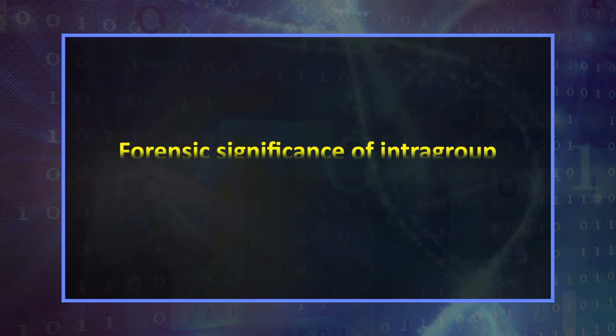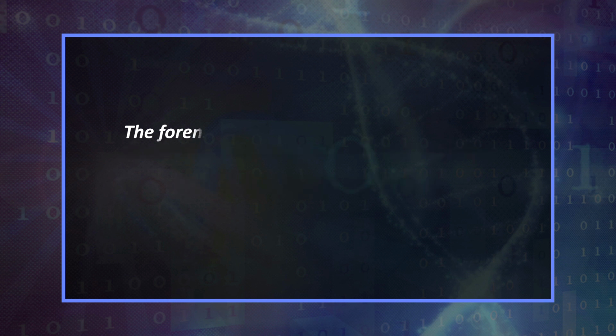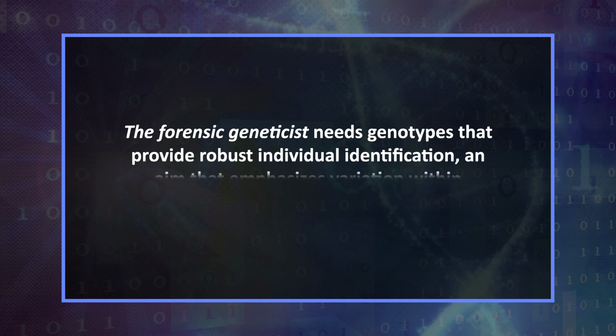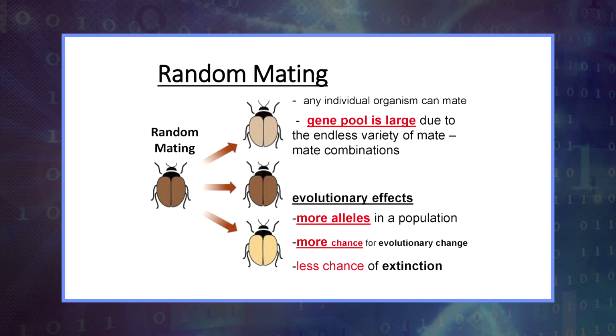Dear students, let's now understand the forensic significance of intragroup and intergroup variation. The forensic geneticist needs genotypes that provide robust individual identification, an aim that emphasizes variation within the population. Calculating an RMP to evaluate the significance of a match can then be done by compiling allele frequency data from that population, and assuming homogeneity and random mating.